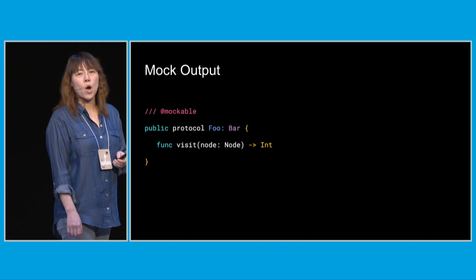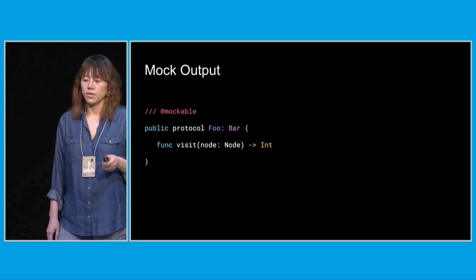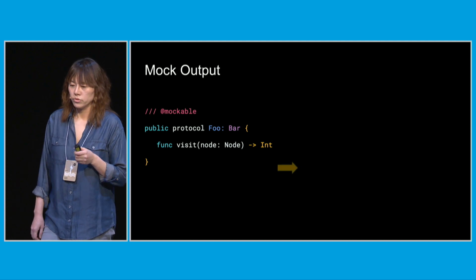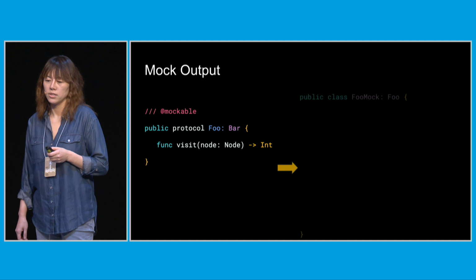Now, what should the output look like? Given protocol Foo, we need a class called FooMock.